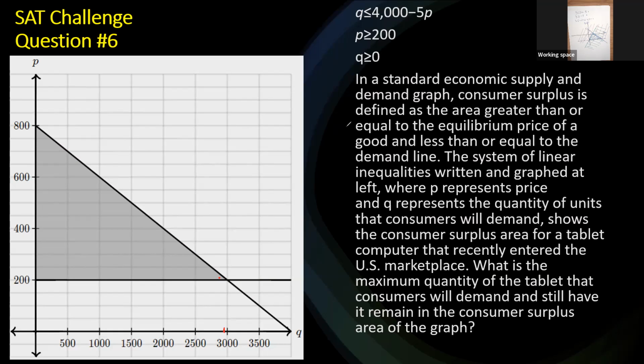But what I am saying is, had the question been something like this, where there is no equal to sign, then the answer would be 2999. Okay, got it. Right now the answer is 3000. You are right, I just changed the question.